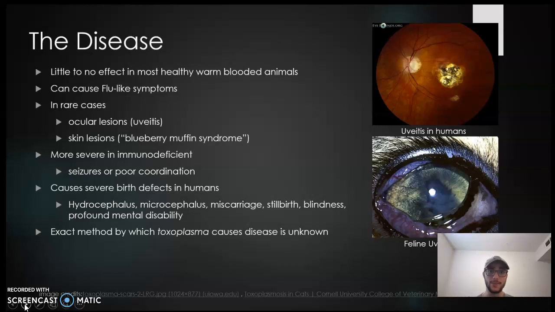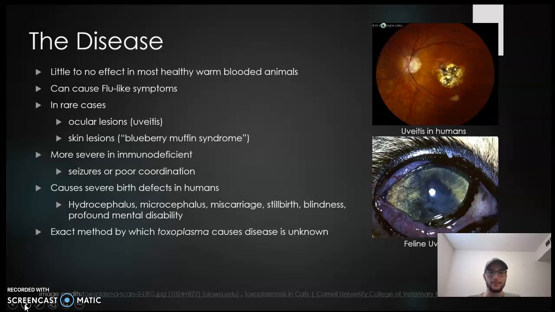It can cause seizures, spastic paralysis, and poor coordination, as well as more severe flu-like symptoms, so higher fever, nausea, fatigue, and it causes severe birth defects in humans. So hydrocephalus, microcephalus, 1 out of 4 congenital cases end in death, so miscarriage, stillbirth, spontaneous abortion. Blindness, so the uveitis, that's 6% in non-congenital cases, is 60 to 80% in congenital cases. And the hydrocephalus, microcephalus, that often produces mental disability.